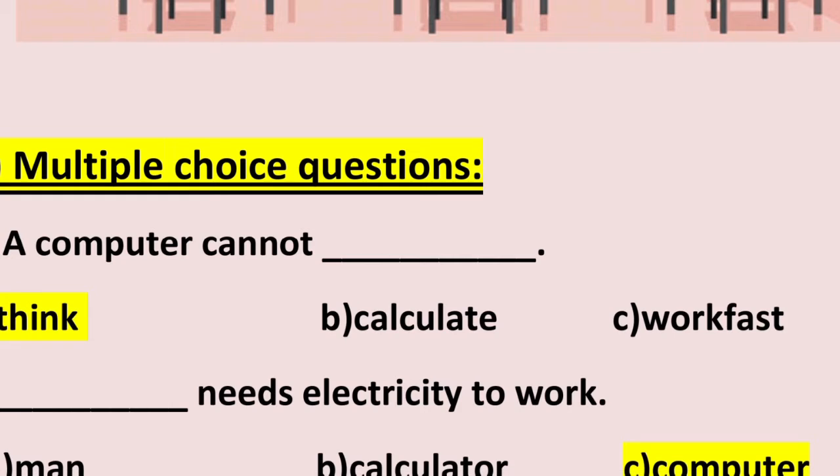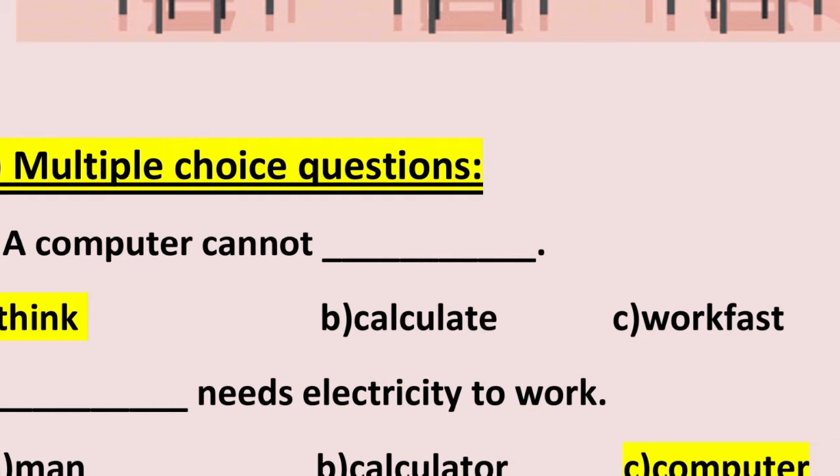A part, multiple choice questions. Dear students, in each question, 3 options are given to you. One is the correct answer. You have to choose the correct answer and write it down.